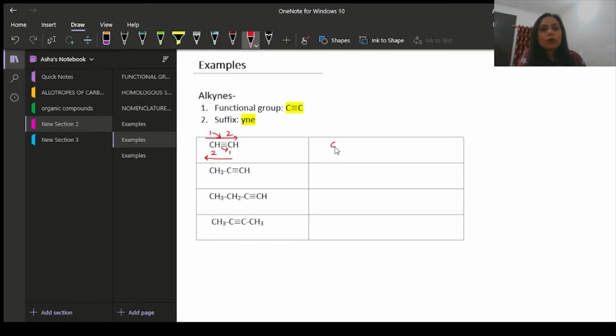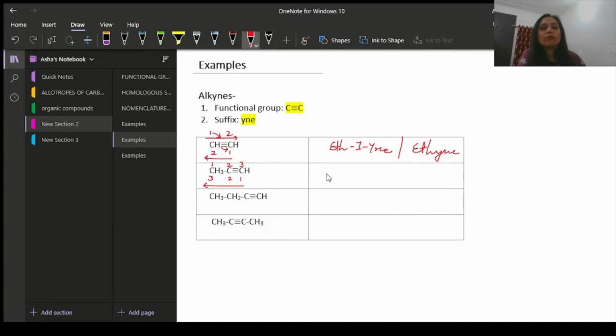So for 2 carbons we are having eth. Now the triple bond is with the first carbon, so you are going to write 1-yne, that is its suffix. Now in short you can write it as ethyne. Okay, now in this case if you are doing the front counting, this is first carbon, this is second carbon, this is third carbon. When you are doing the backward counting, then this is the first carbon, this is the second carbon, this is the third carbon, right?